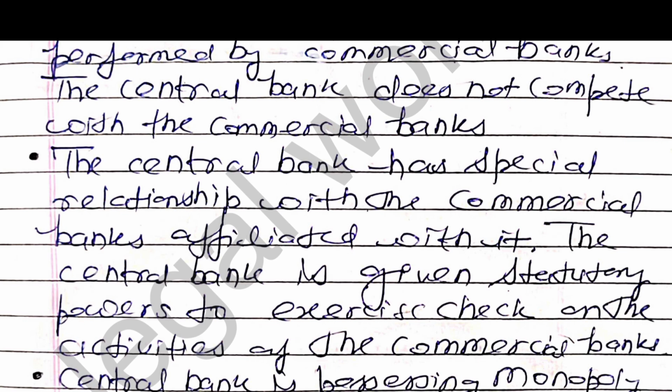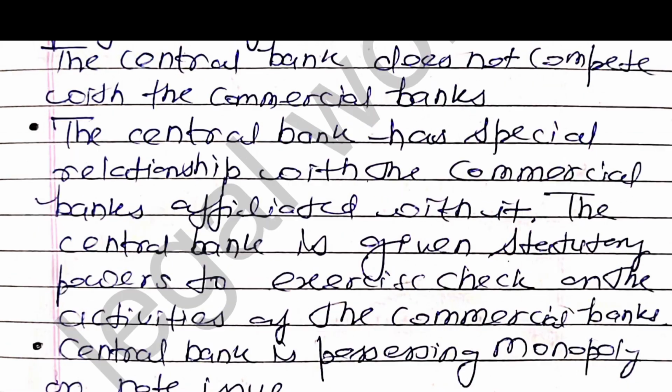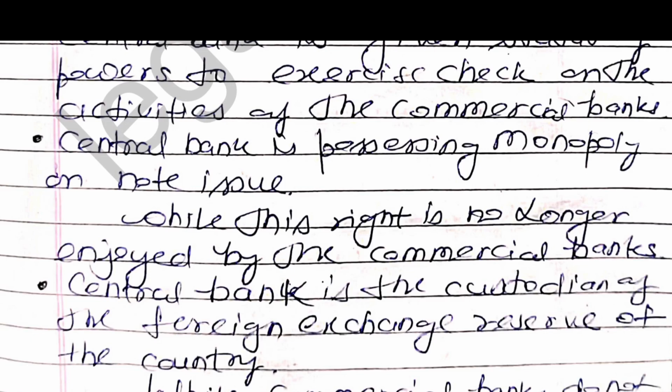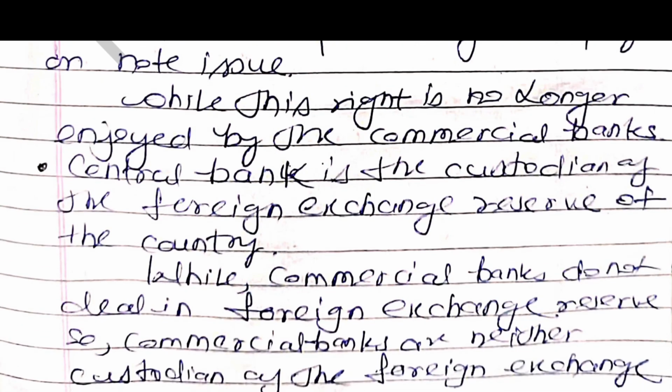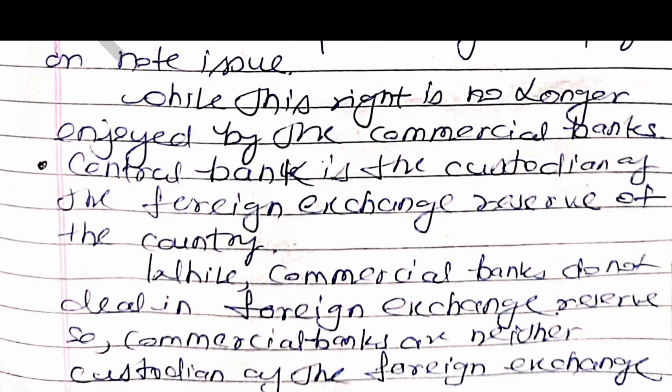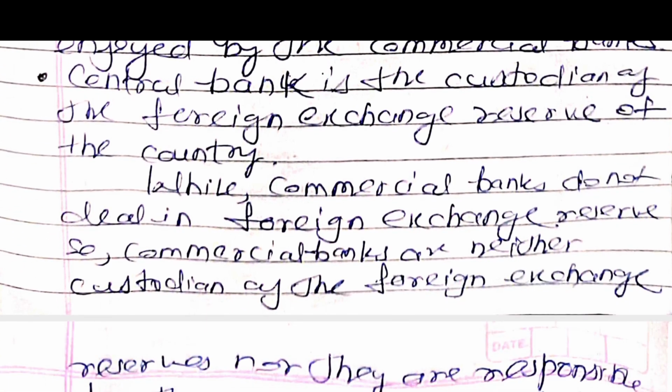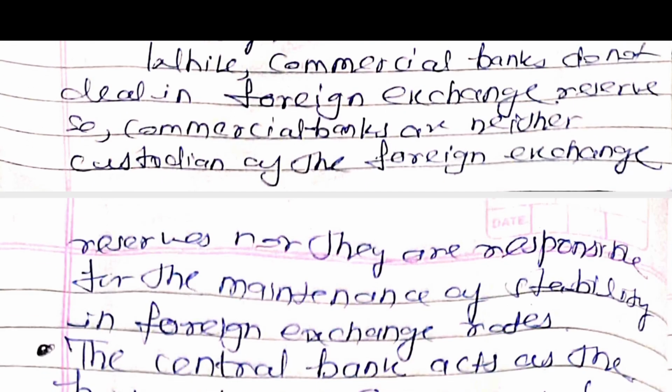The central bank is given the statutory power to exercise a check on the activities of the commercial banks. The central bank possesses the monopoly on the note issue, while this right is no longer enjoyed by the commercial banks. The next difference is that the central bank is the custodian of the foreign exchange reserve in the country, while the commercial banks do not deal in the foreign exchange reserve. The commercial banks are neither custodians of the foreign exchange reserve, nor are they responsible for the maintenance of stability in the foreign exchange rates.